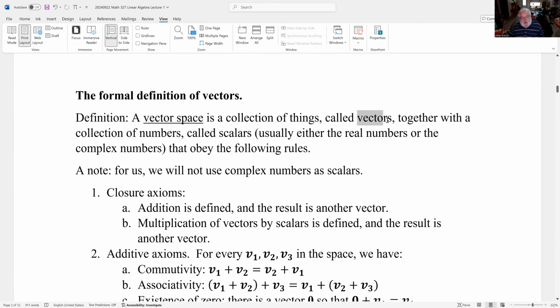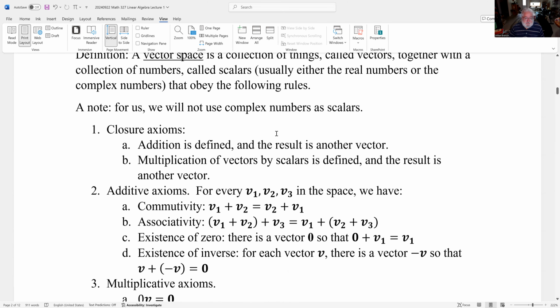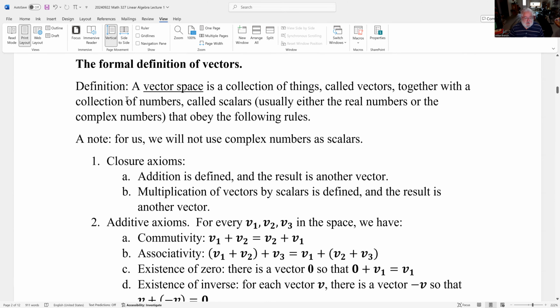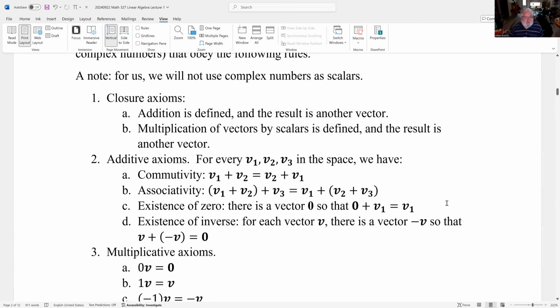Basically, what's a vector? A vector is something that's in a vector space. And what's a vector space? Well, it's a collection of things with a collection of numbers, usually the real numbers, which are scalars, so that should be underlined. And then they obey these rules. These are our closure axioms that we mentioned above.